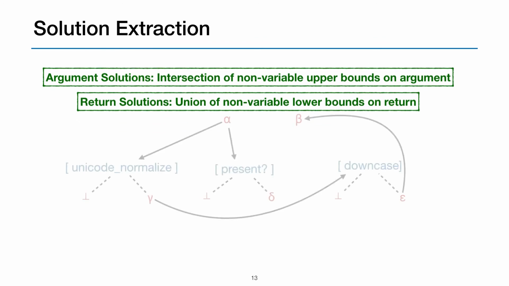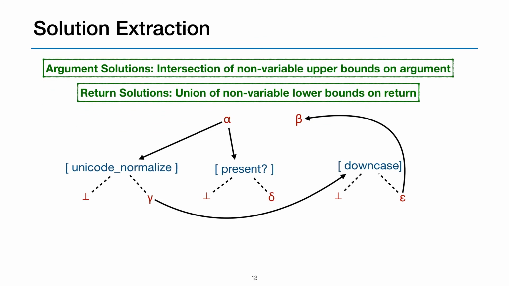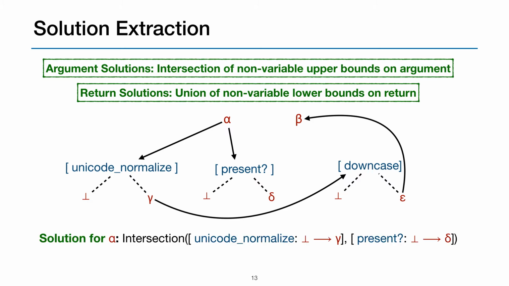Now let's apply these rules to our example. Notice that alpha has two upper bounds, the structural types for Unicode normalize and present. So the solution for alpha, our argument, would be the intersection of these two structural types. And beta, our return type, only has one lower bound, but it's a variable type, which doesn't go into a solution. So in this case, we can't actually come up with any non-variable solutions for beta.